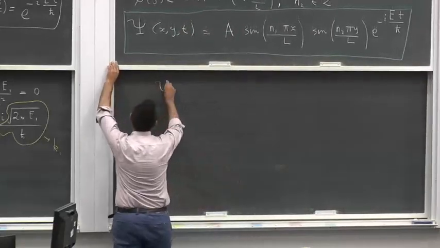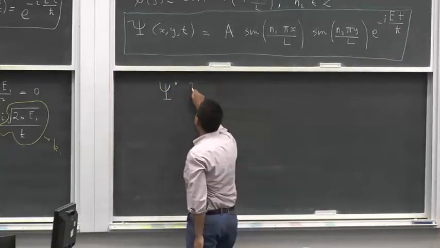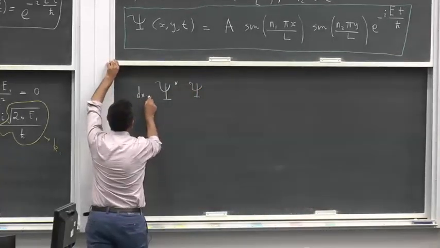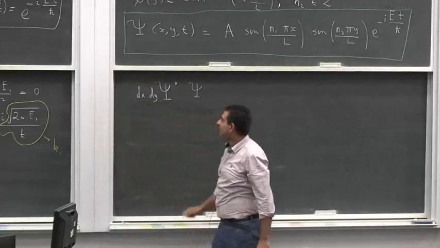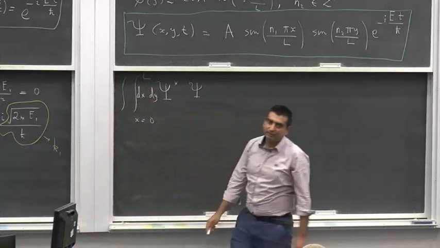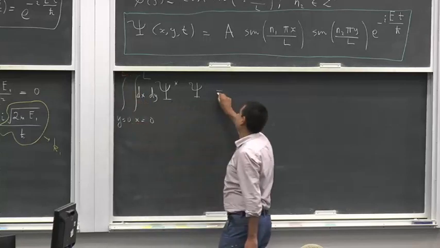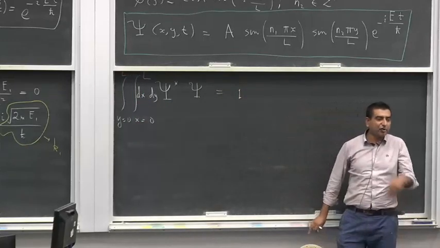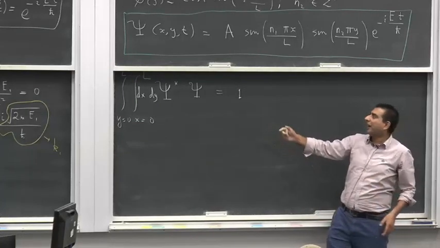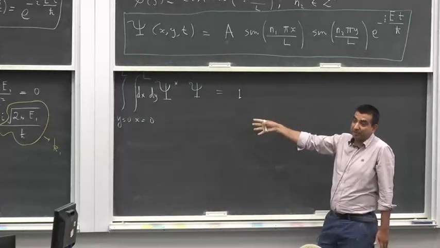I take psi, I take the complex conjugate of psi, multiply this with psi, and then I integrate over x, and I integrate over y, and I take the limits of x from 0 to L, and the limits of y from 0 to L. This must equal 1. This is the grand normalization condition for 2 dimensions. So if I were to solve this equation, I'm able to find out what this grand constant is going to be. And this is something you should be able to do.